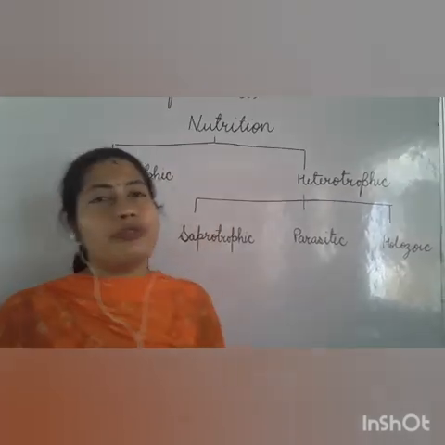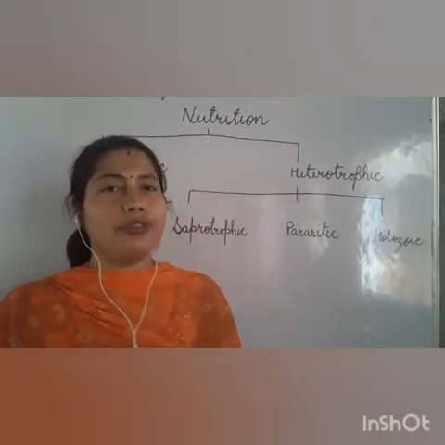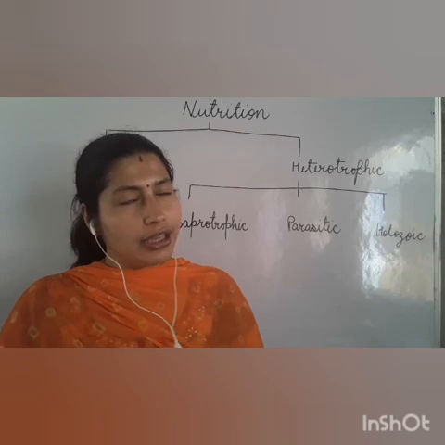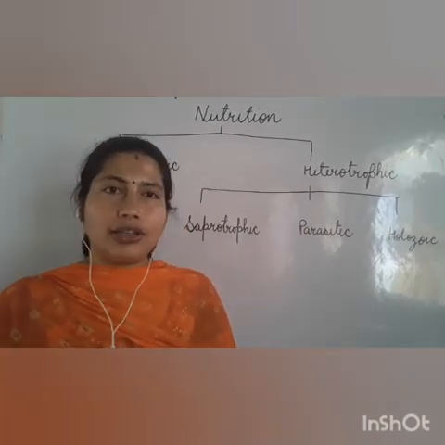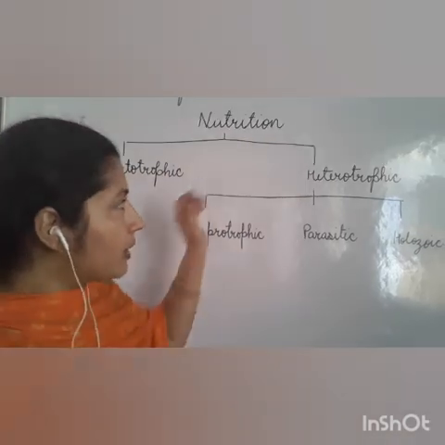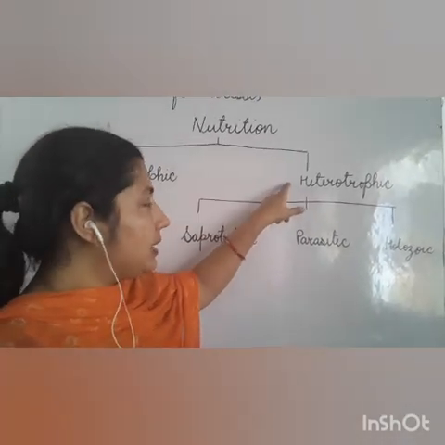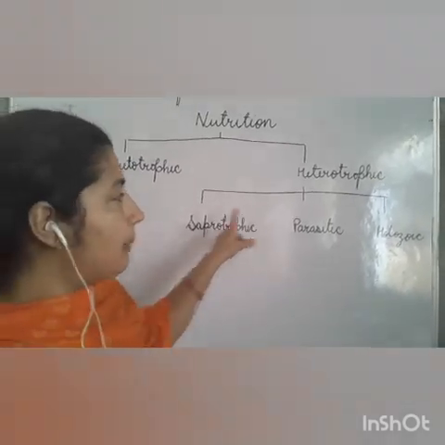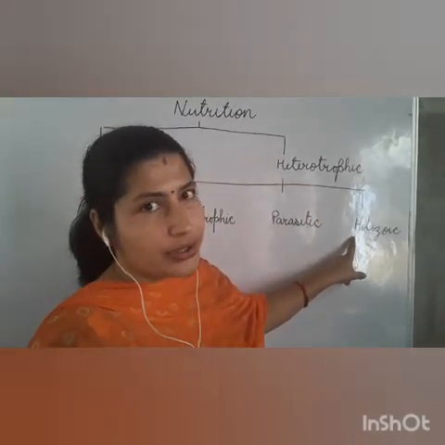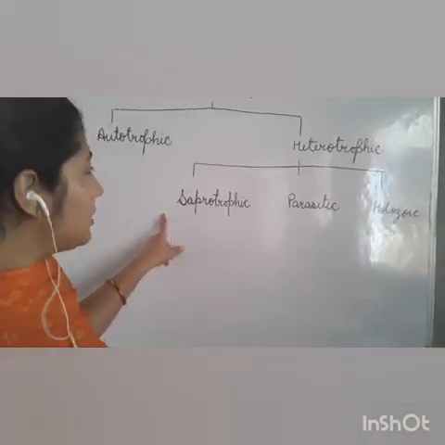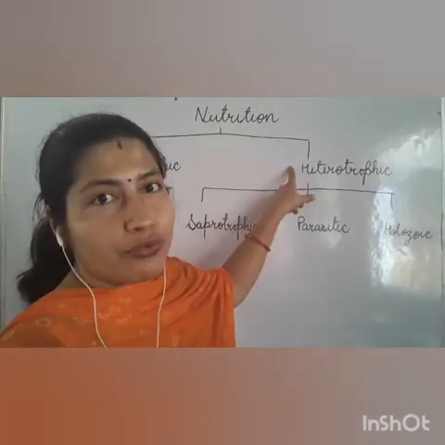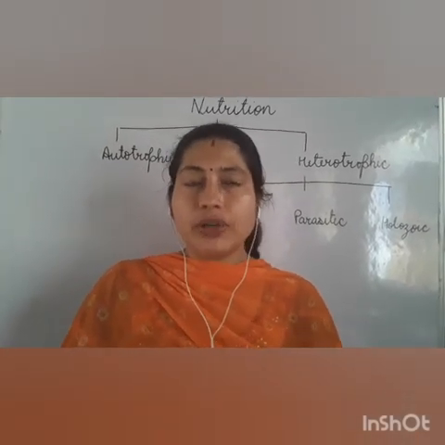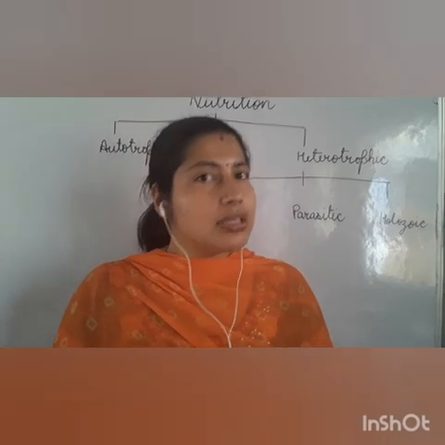See, in this mode of nutrition, organisms derive their food from plants or animals. If they are herbivores, they take from plants. If they are carnivores, they take their food from animals. This heterotrophic mode of nutrition is of three types: saprotrophic, parasitic and holozoic. In heterotrophic mode of nutrition, organisms take complex food which is further broken down in their body into simpler substances.